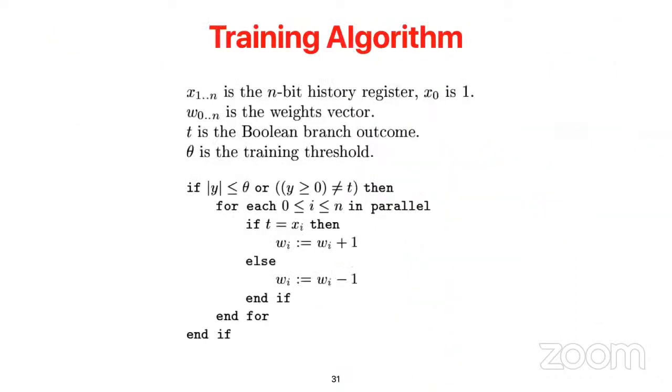Okay, so look at that, right? Here's the training history you can find from the paper, but the basic idea is still, well, we just keep adjusting our weights according to the branch history, right? And there is a training threshold: whenever the training threshold is not surpassed, we keep adjusting our weights, right? So that training algorithm is pretty easy to understand.